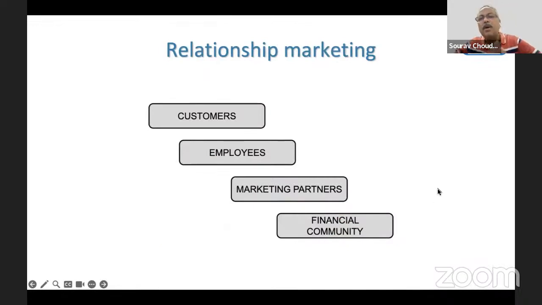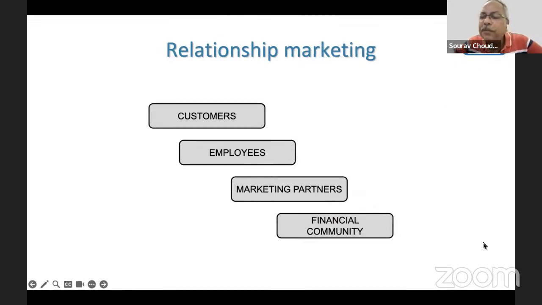Okay. Now, in this relationship marketing, if I talk about four different entities where the marketer has to maintain relationship, the first one, of course, is customers. Because without customers, the business can't survive. So, relationship with customers not only is to acquire a customer, to convert a customer, but to maintain a long-term relationship with the customer. Correct? Maintain a long-term relationship with the customer so that you get a loyal customer.